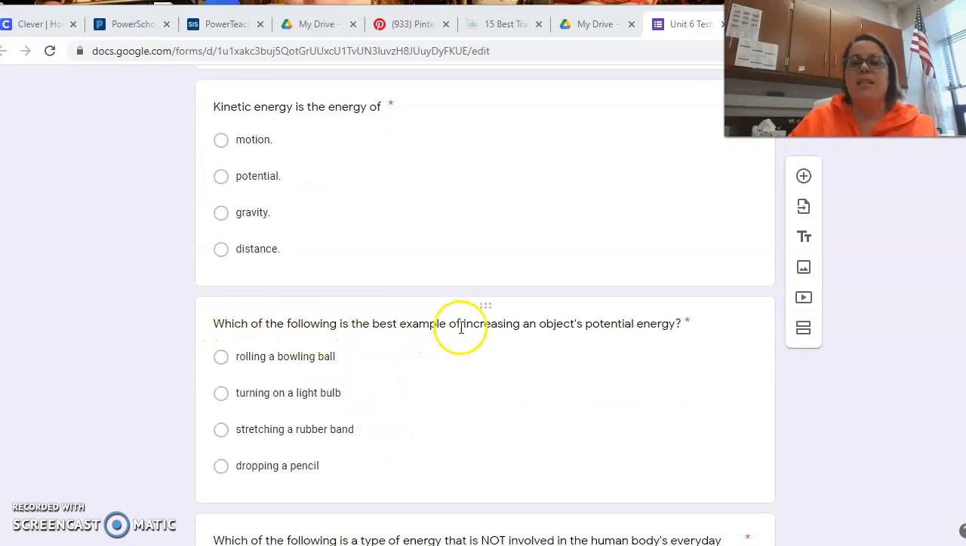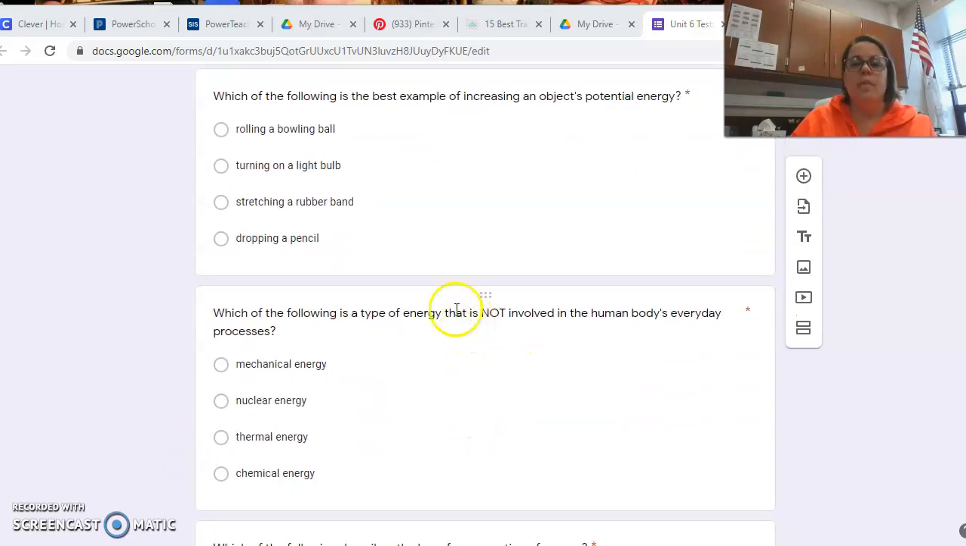Which of the following is the best example of increasing an object's potential energy? Rolling a bowling ball, turning on a light bulb, stretching a rubber band, dropping a pencil. Which of the following is a type of energy that is not involved in the human body's everyday processes? Mechanical energy, nuclear energy, thermal energy, chemical energy.